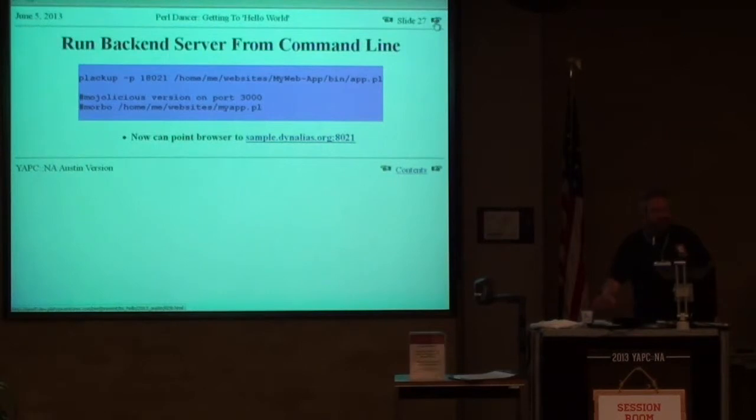Now it's there and ready to go. If you want to run it from the command line, you just run plackup. It defaults to port 3000. I figure I have more than one thing running, so I don't want to put it on 3000, so I picked another port number, and then the script in there that needs to run. If you run Mojolicious, the equivalent of plackup is morbo that they give you, and you also point it to the script that's out front for the site.